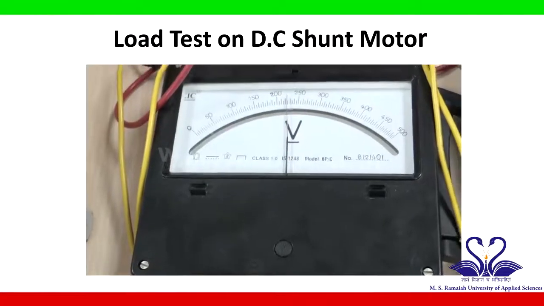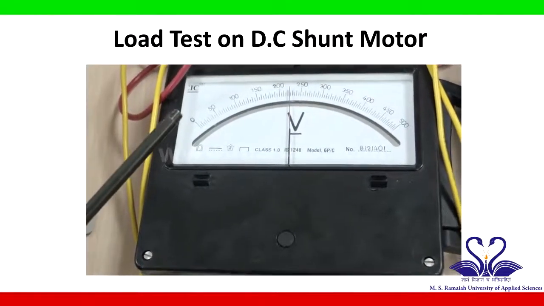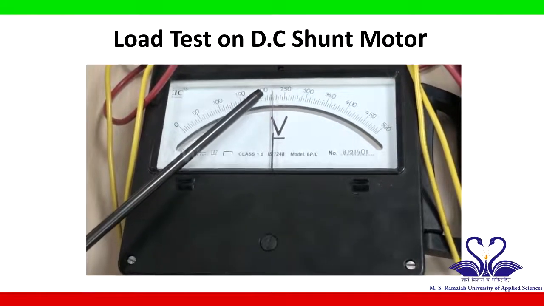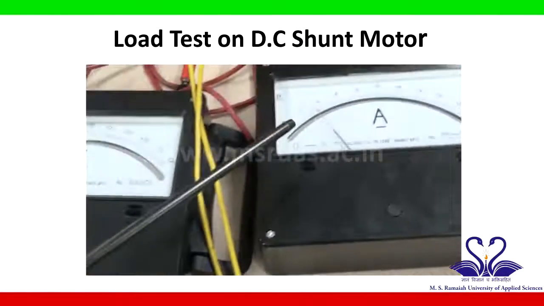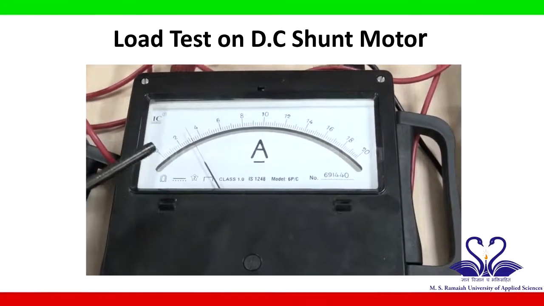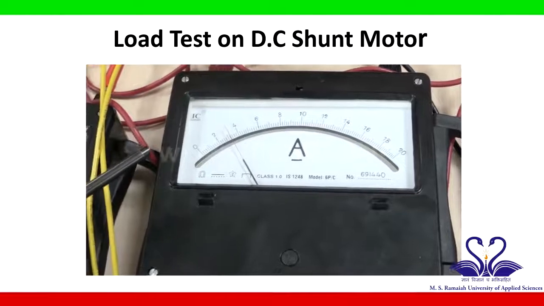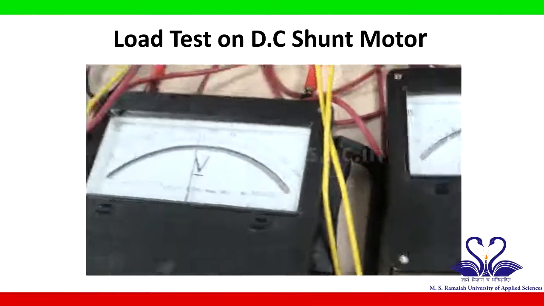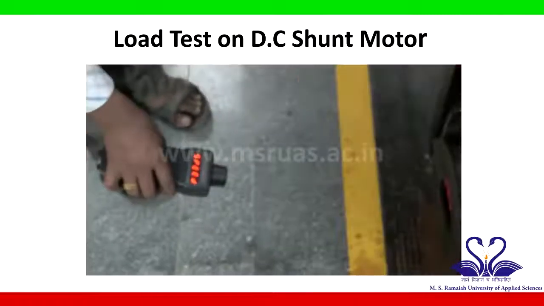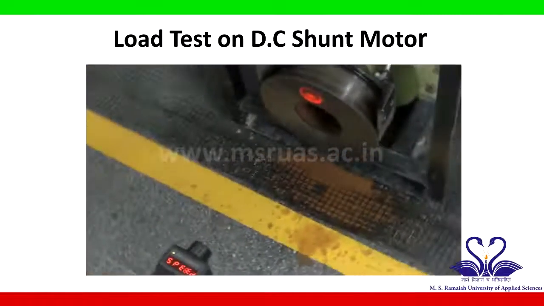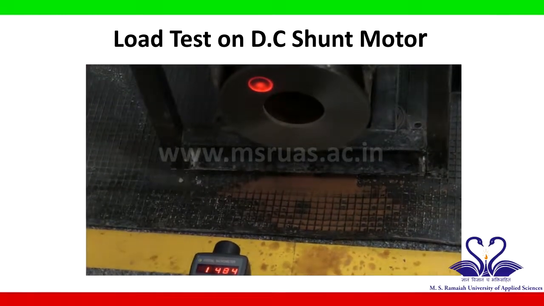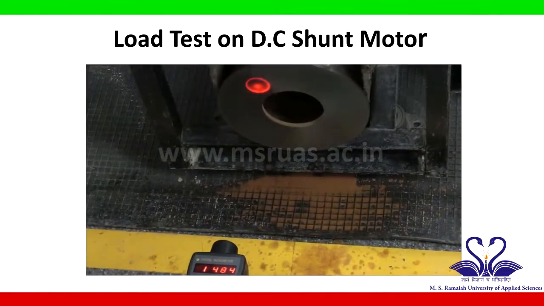And for the applied load, note down the readings of the voltmeter and ammeter. Here the voltmeter is showing 220 volts and the ammeter is showing almost 3.6 amperes. Note down the corresponding motor speed using the tachometer. Now note down the reading of motor speed using the digital tachometer.